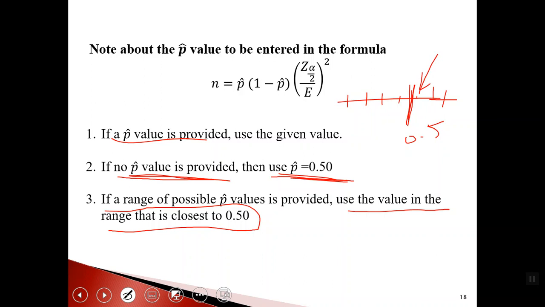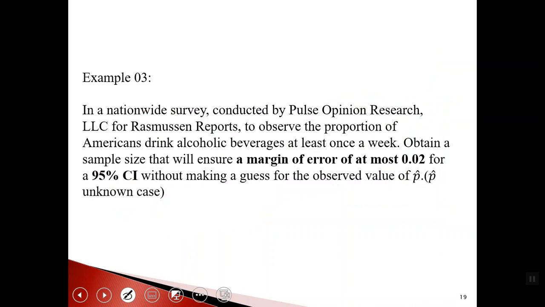If they have given it, no problem, you can use it. If they haven't, use 0.5, or if they have given a few possible p hat values, get the value closest to 0.5. Okay, let's see how we are going to do this kind of problem.